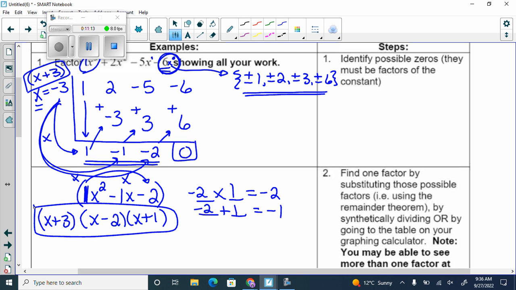So if I want to check if I'm right, type that into Y2. This should be the factored form of the original. Should give me the same graph. It's just a different way of looking at the graph. So in your Y2, you should be typing that. X plus 3, X minus 2, X plus 1.